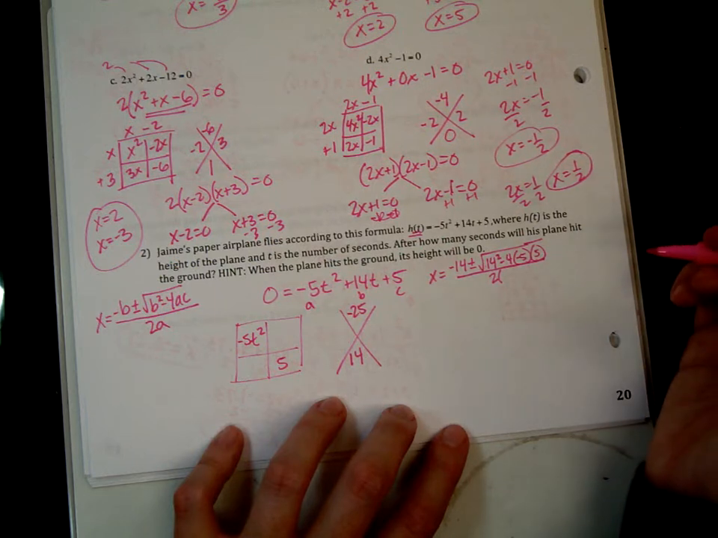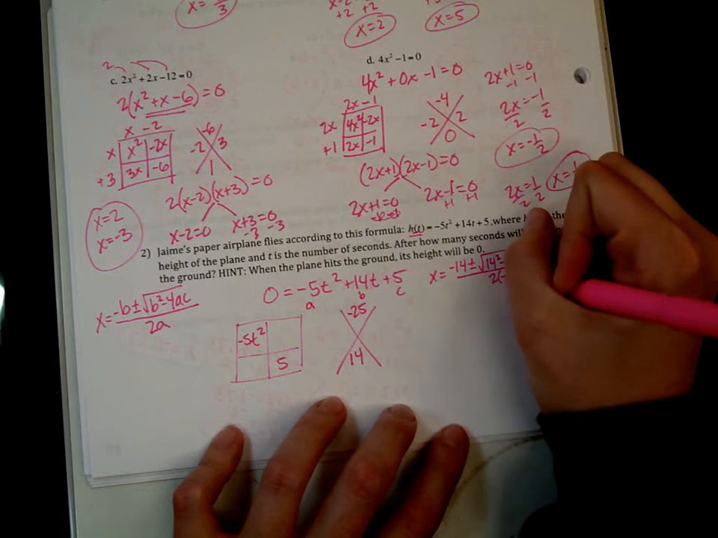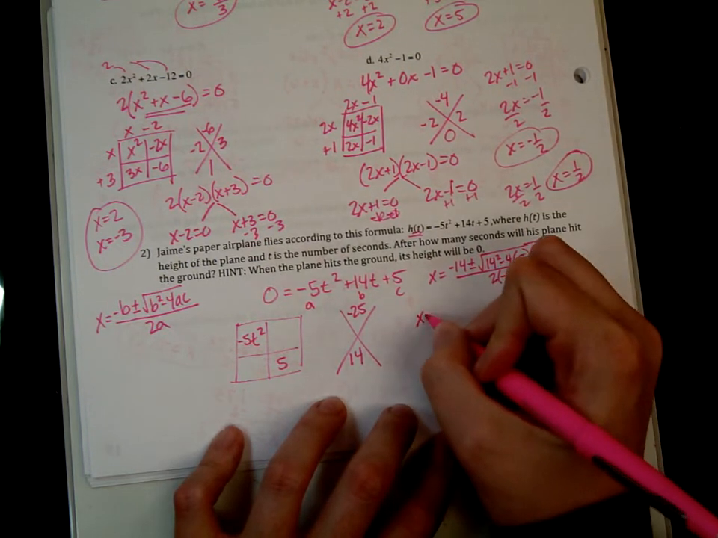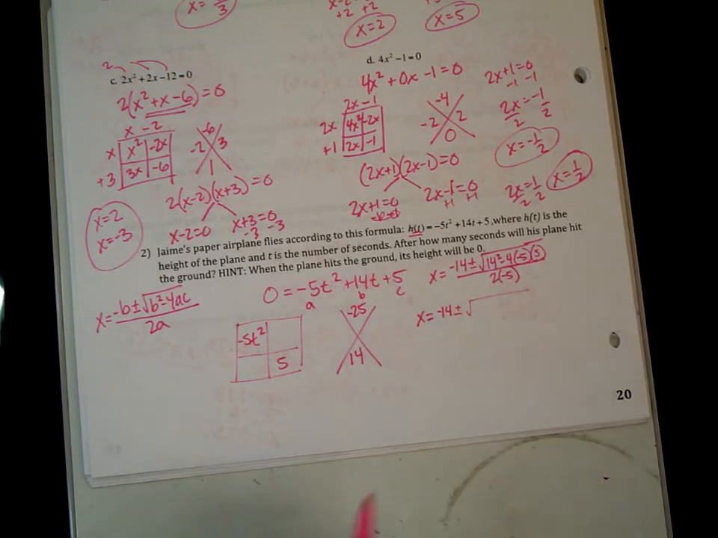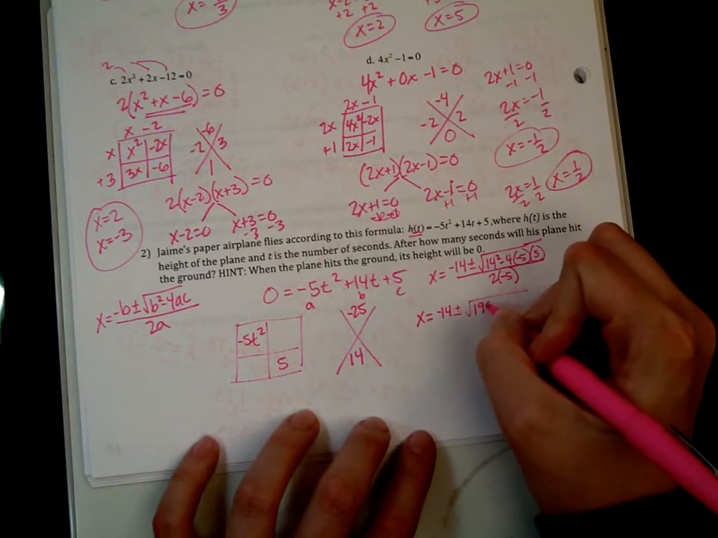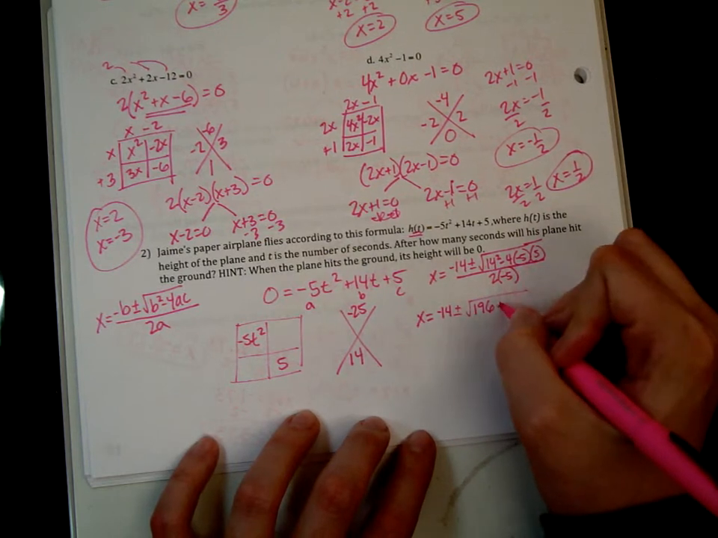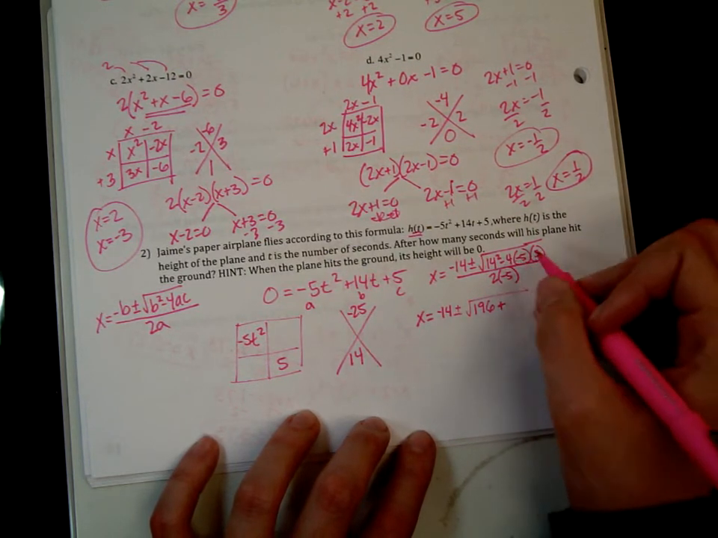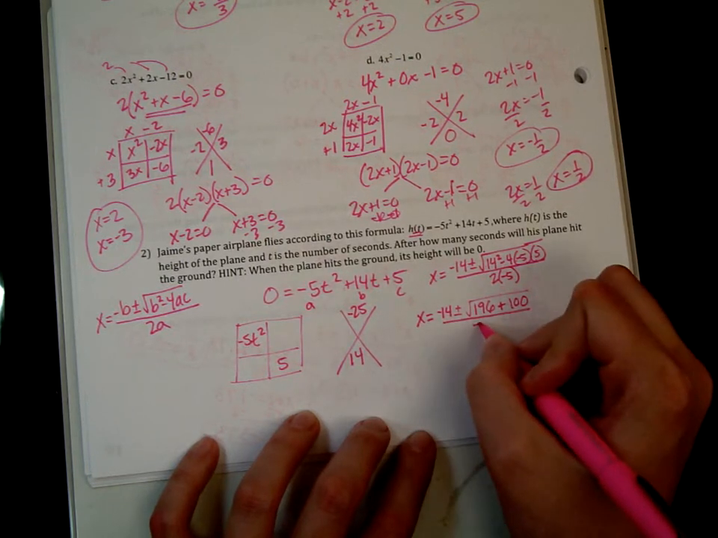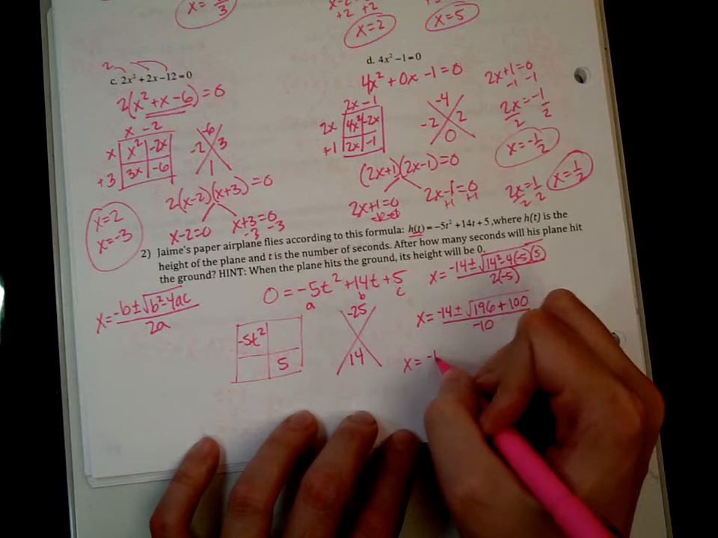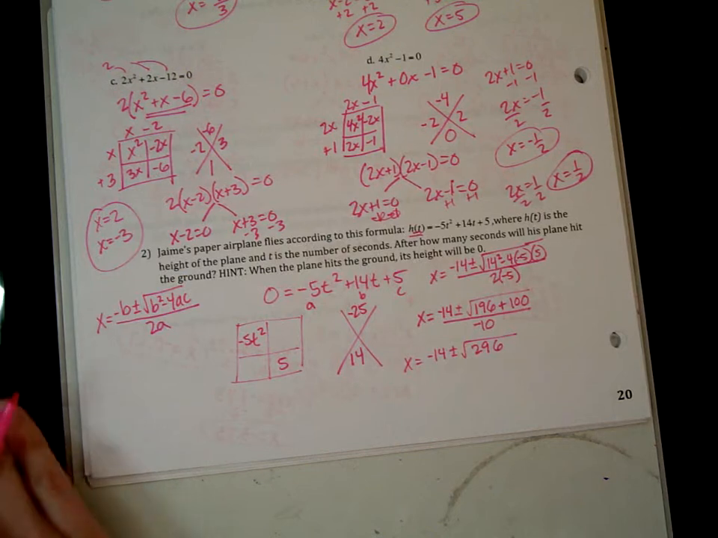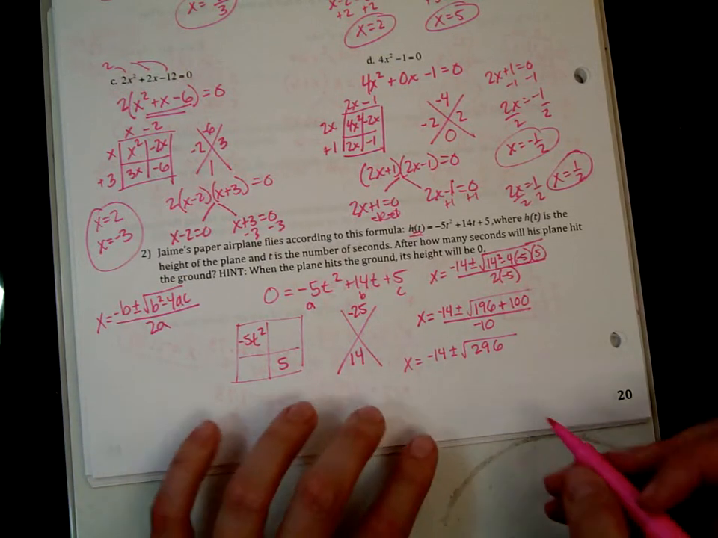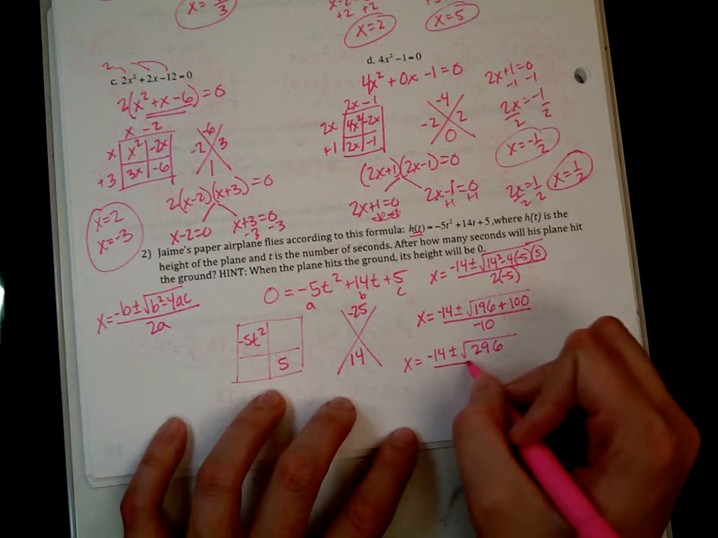Yes. Okay. 2 times negative 5. So x equals negative 14 plus or minus the square root of 14 squared is 196. And then we have 2 negatives, so this is going to be plus. That's 20 times 5 is 100, all divided by negative 10. x equals negative 14 plus or minus the square root of 296, which is 17.2, all divided by negative 10.